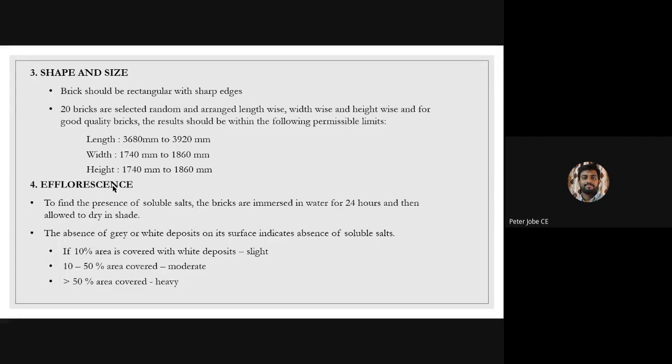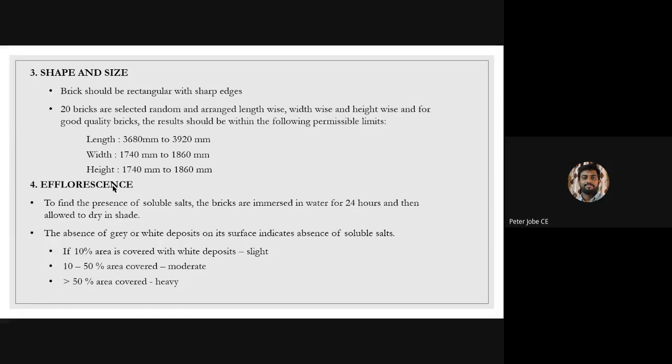So the absence of gray or white deposits on the surface indicates the absence of soluble salts. What happens if there are soluble salts is that the brick will keep on absorbing water from the atmosphere, and if we are constructing a wall with that kind of brick, it will always be damp because it will be absorbing moisture continuously. So we will categorize these bricks into several categories.